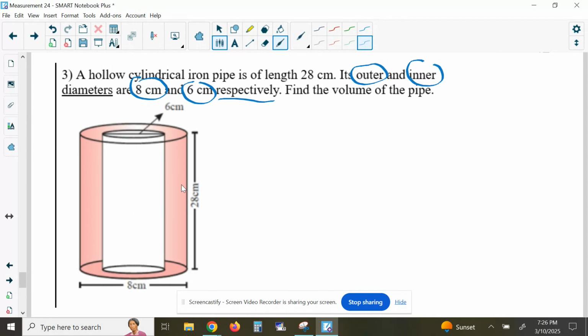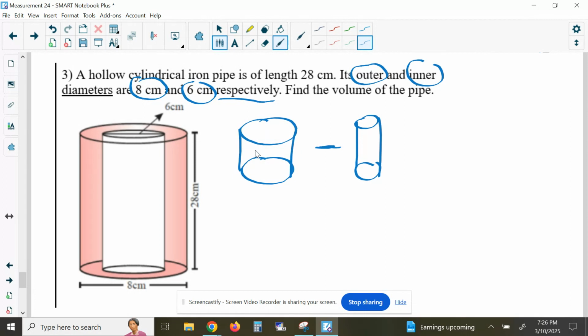And the volume of the pipe is the pink part, because this white part in the middle is the hole. So the pipe is the pink part that wraps around the whole thing. So we basically have to find the volume of this outside cylinder. And then we're going to take away the volume of the inside cylinder.